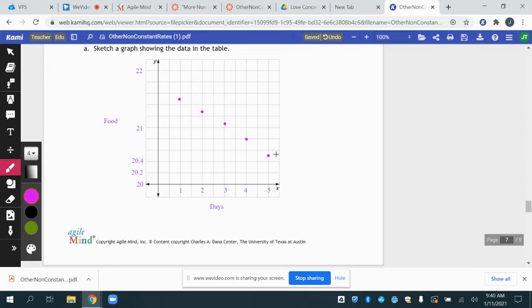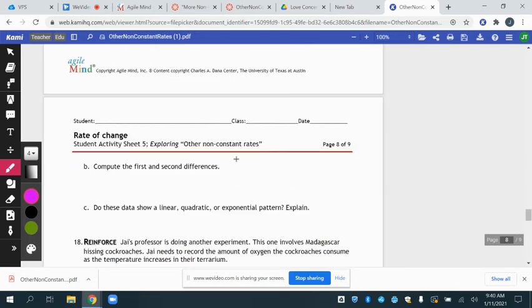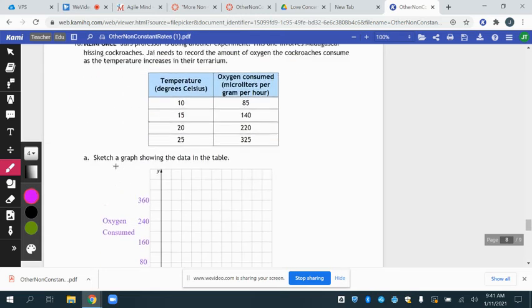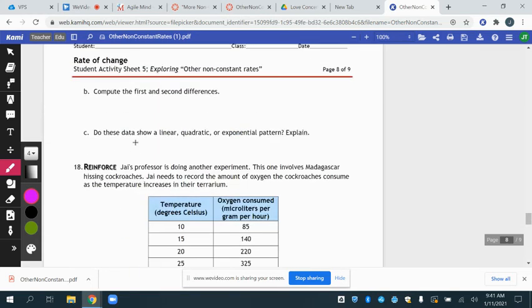if it's linear, that's saying that they eat the same amount every day. That would make sense, wouldn't it? If you're feeding the pets the same amount every day, then they're eating the same amount every day. There you go. So compute the first and second differences. What do we notice?